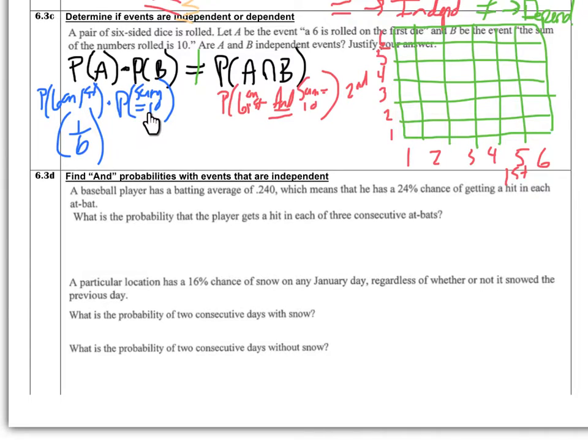And then here, the probability that the sum is equal to 10. For that one I am going to go to the grid, and the sum has to be 10, so that would be a 6 and 4, a 5 and 5, and a 4 and a 6. So that's going to be 3 out of the 36 in this case.